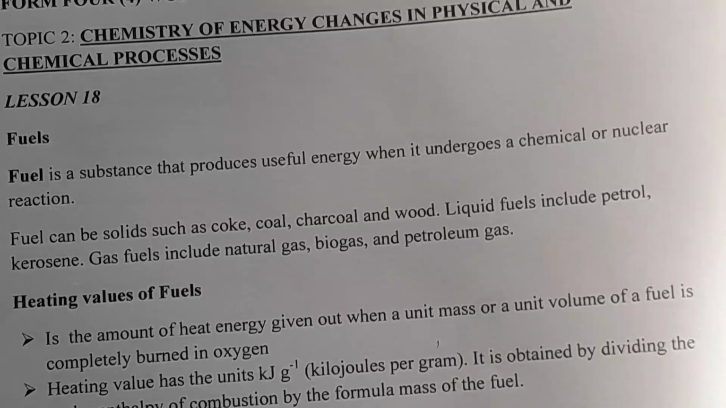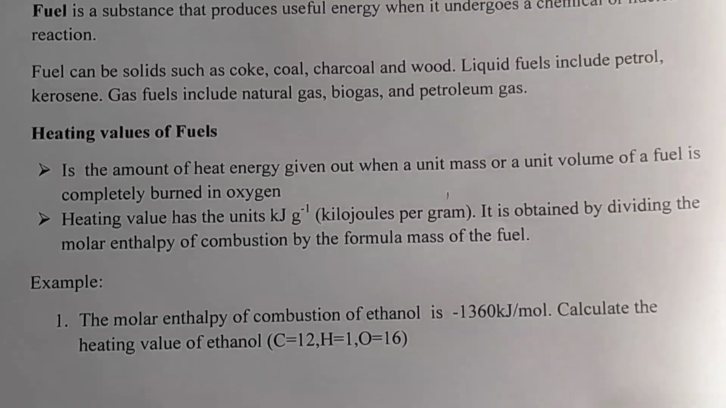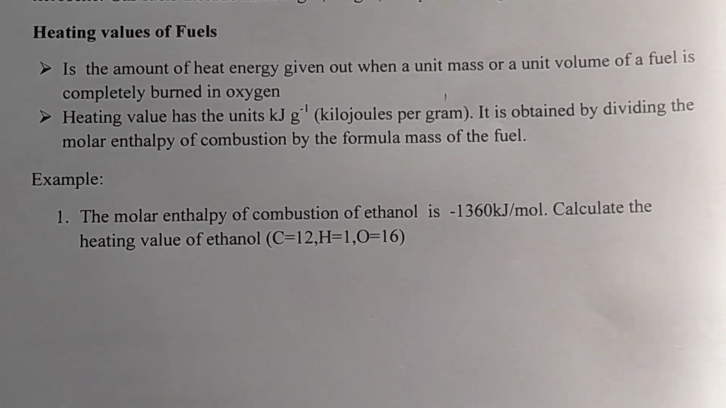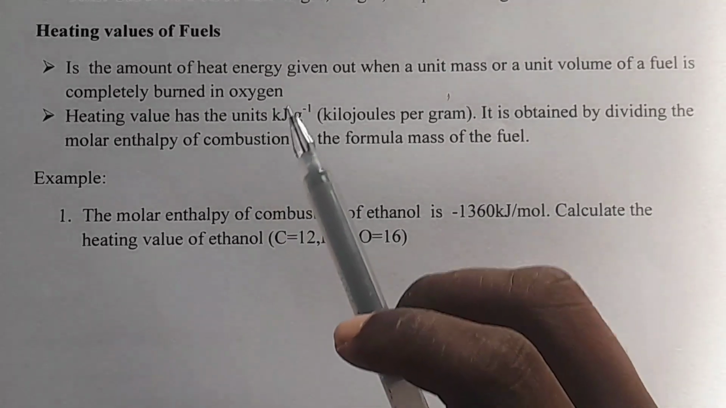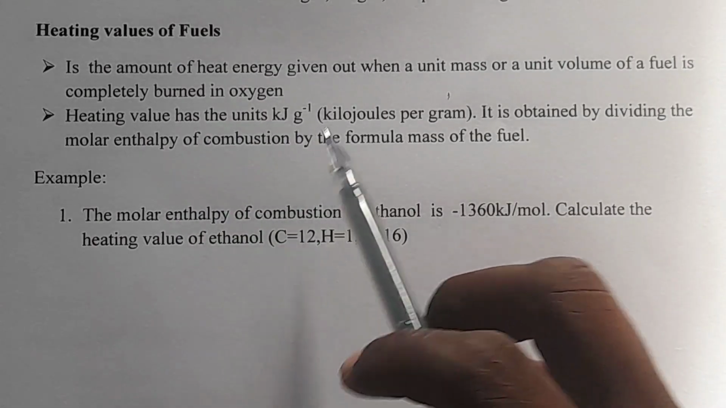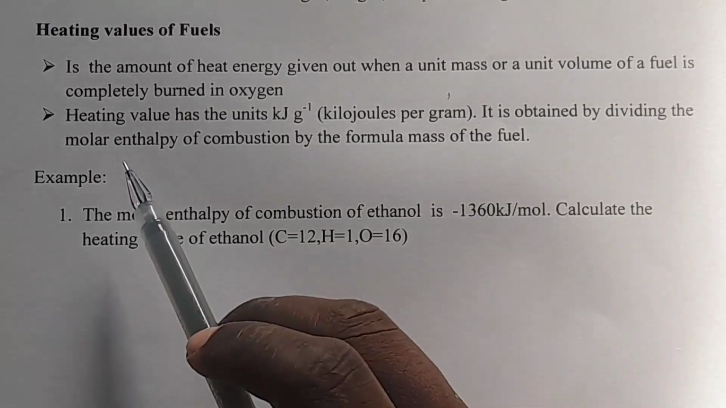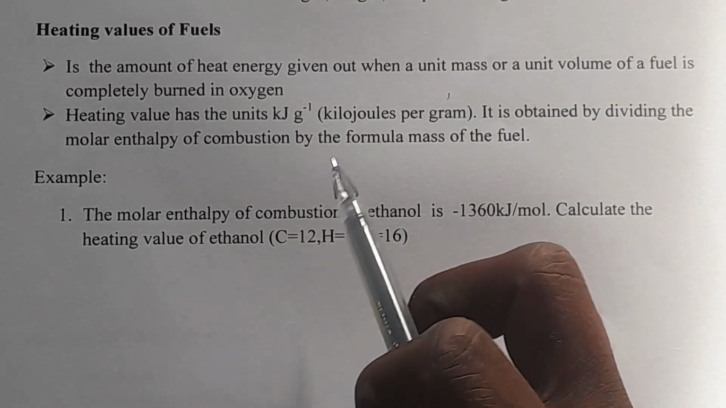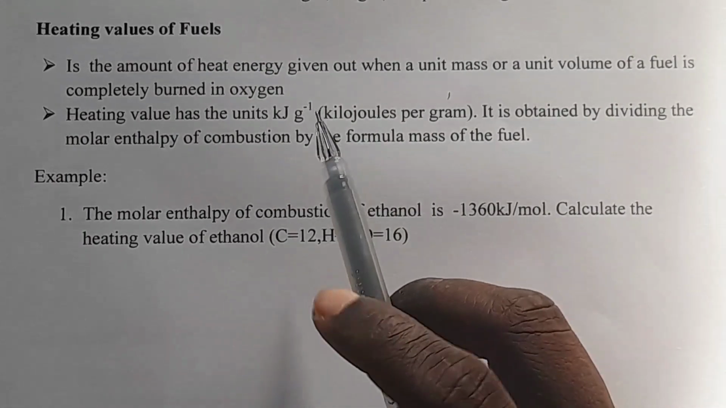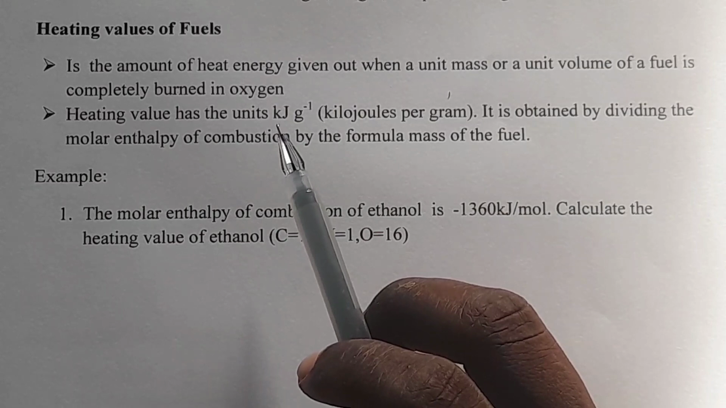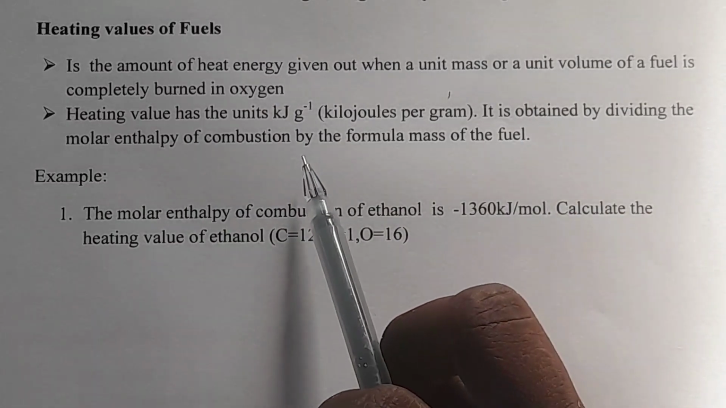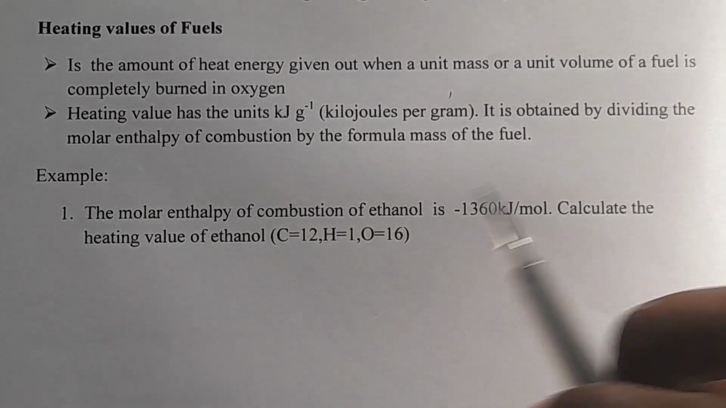What is the heating value of a fuel? This is the amount of heat energy given out when a unit mass or a unit volume of a fuel is completely burned in oxygen. So heating value has the units kilojoules per gram. It's obtained by dividing the molar enthalpy of combustion by the formula mass of the fuel. So that means the formula for calculating heating value is equal to molar enthalpy of combustion divided by the relative formula mass of the fuel.